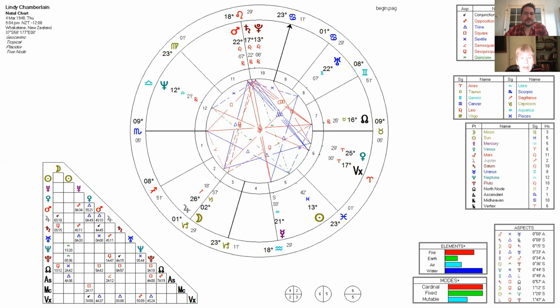The grand trine you can already see here, even with the narrower orbs. So there's that really beautiful, positive Mars to the Venus to the Jupiter Moon. This is a clever woman. This is a woman who is able to speak her mind. She's able to be creative with it.